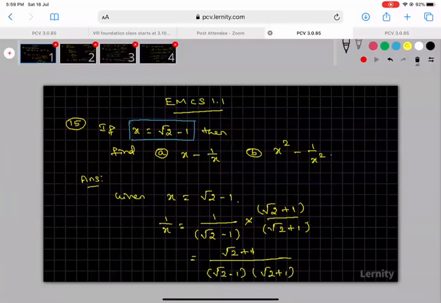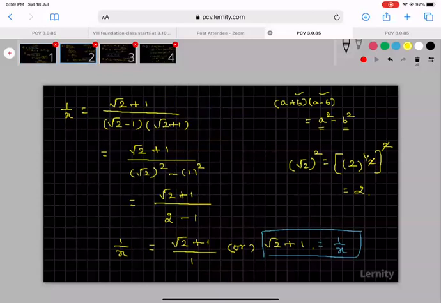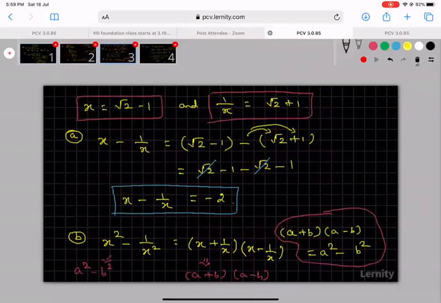15th problem. Problem is given. They are given only the x value. So we want to find subdivision A and subdivision B. First, given x, I am taking 1 by x. Rationalizing the denominator, after that I will get second, 1 by x is equal to root 2 plus 1. Then the third slide, x is equal to root 2 minus 1, that is given, and 1 by x is root 2 plus 1. After that, I am taking the first subdivision. I am replacing x with its value and 1 by x with its value. Then I will get minus 2 as the answer.